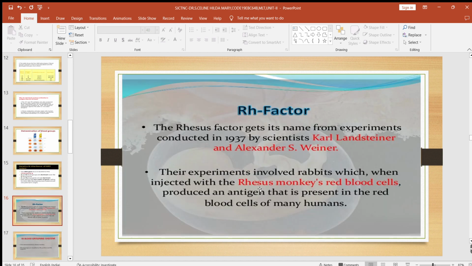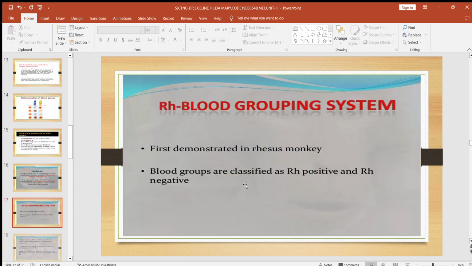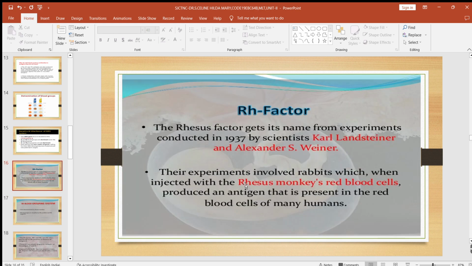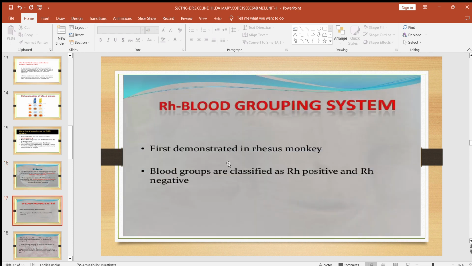Next, we'll move on to the RH factor. The rhesus factor gets its name from experiments conducted in 1937 by scientists Karl Landsteiner and Alexander S. Wiener. Their experiments involved rabbits which, when injected with the rhesus monkey's red blood cells, produced an antibody against an antigen that is present in the red blood cells of many humans. That is known as the RH factor, which was first discovered in the rhesus monkey, hence the name.